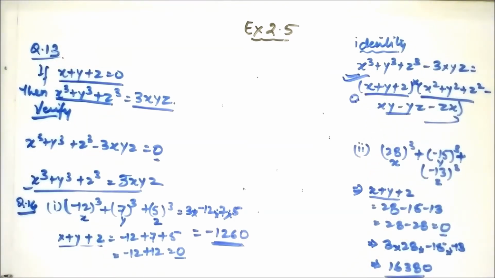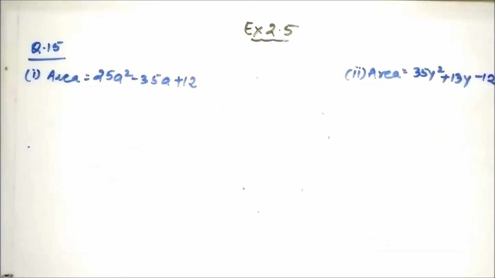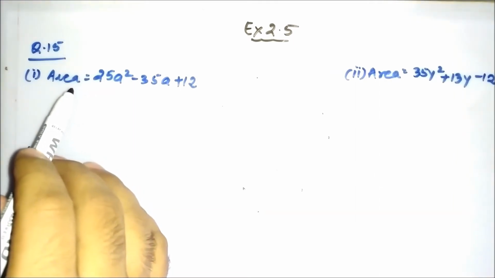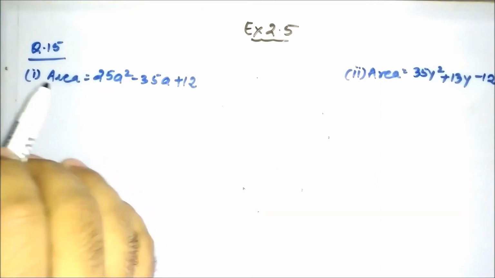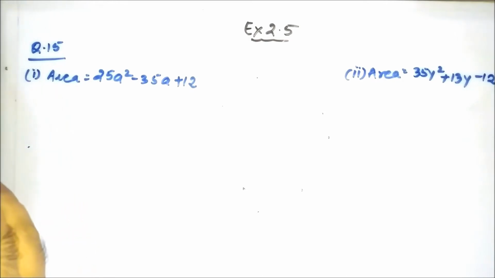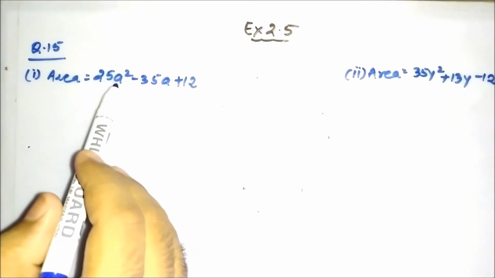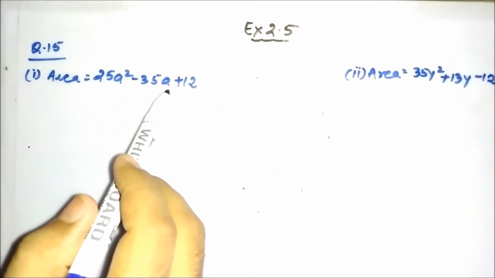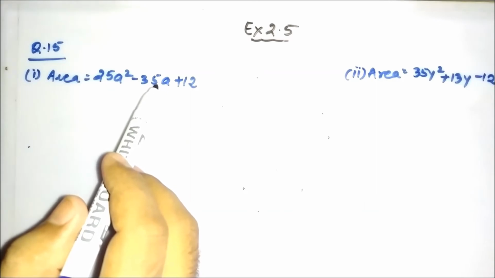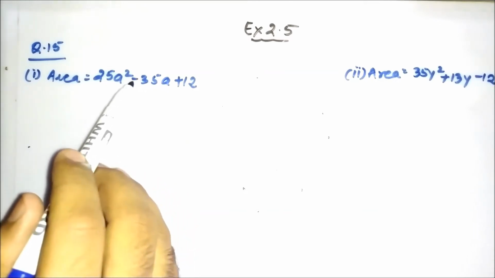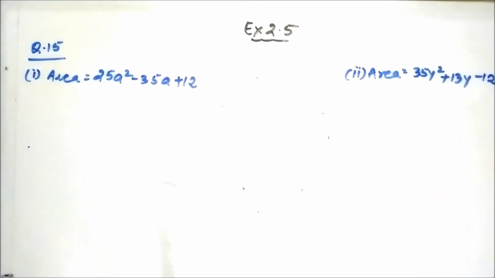Let us move to the 15th question. In question number 15, we are given the area of a rectangle and we need to find the length and breadth of it. A similar question we have done earlier by the splitting the middle term method. This is a quadratic polynomial because the degree is 2 and we can factorize the quadratic polynomial by splitting the middle term method. That only we have to do in these two parts of this question.